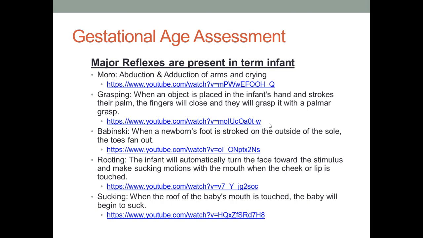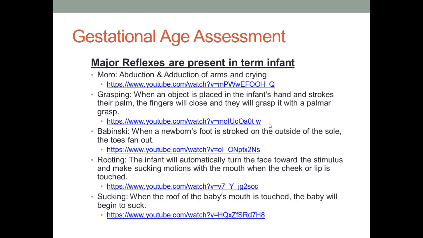Grasping. This is when the baby holds on to the fingers or whatever you put in their hand when you stroke their palm. They can hold on very tight. I have seen babies do this even right after birth. They hold on to the fingers, and you can actually hold them up using their fingers. It's kind of crazy. The Babinski reflex is when you stroke the outside of the foot and their toes fan out.